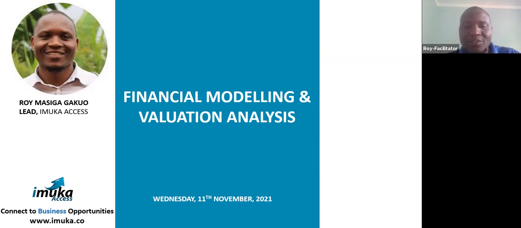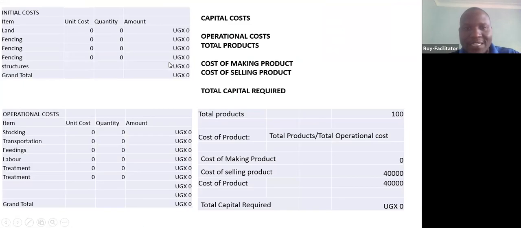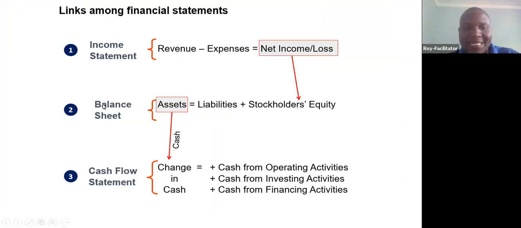The first part of today, I'll link the three statements. Let me just go back to this slide. I'll try to link the three statements: income statement, balance sheet, and cash flow. I'm going to work on the three statements and link them. That's what we are going to do first. Then in the second part, we shall have maybe a break, discuss a bit, then do valuation analysis, and basically that will mark the close of today.